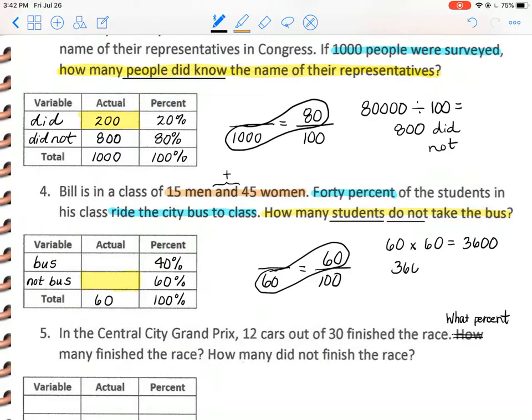And I'll show you another trick right here. I should have already shown you. We learned this earlier. You can knock off those zeros, and 36 divided by 1 is 36. Or you can use your calculator. That's fine. But that's this number. And that's the answer we needed. But if you just want to finish for the sake of completeness, 60 minus 36 is 24 who ride the bus. But they want to know the number of students who do not take the bus, and that would be 36.